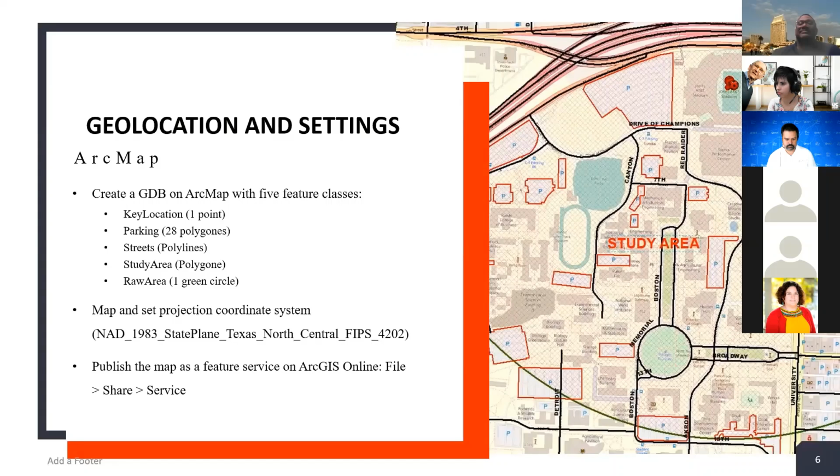So then I needed to publish the map as a feature service on ArcGIS Online. What I did, always on ArcMap, was click on File, then Share, then Service, and it was then published. But before doing that, remember to remove the base map, since the map document cannot be published with the base map.